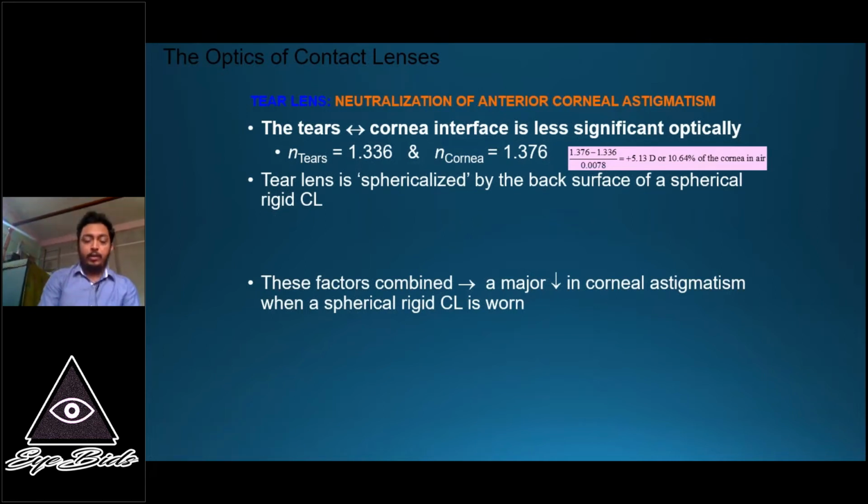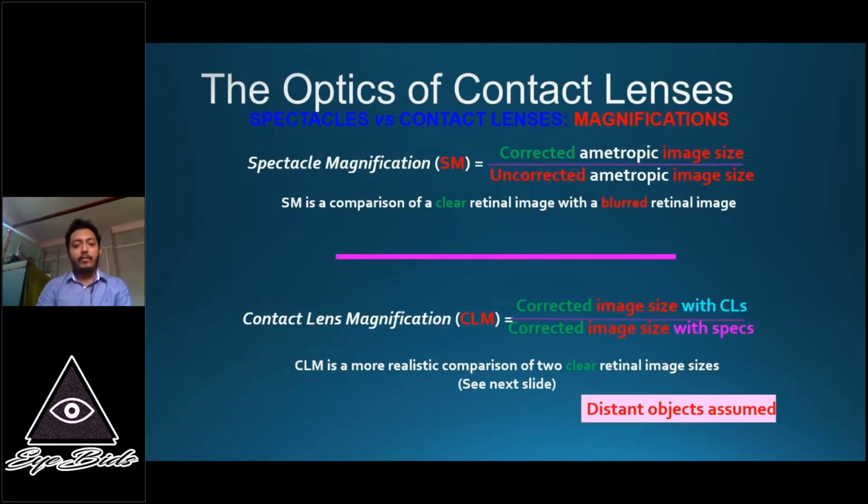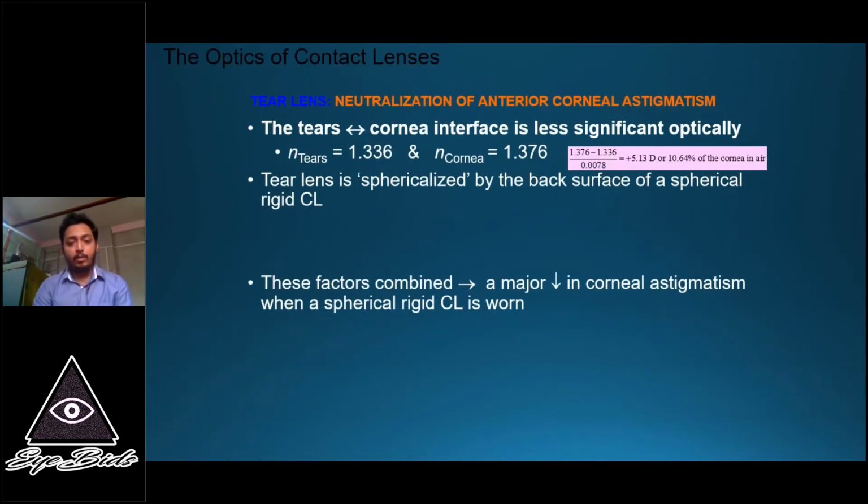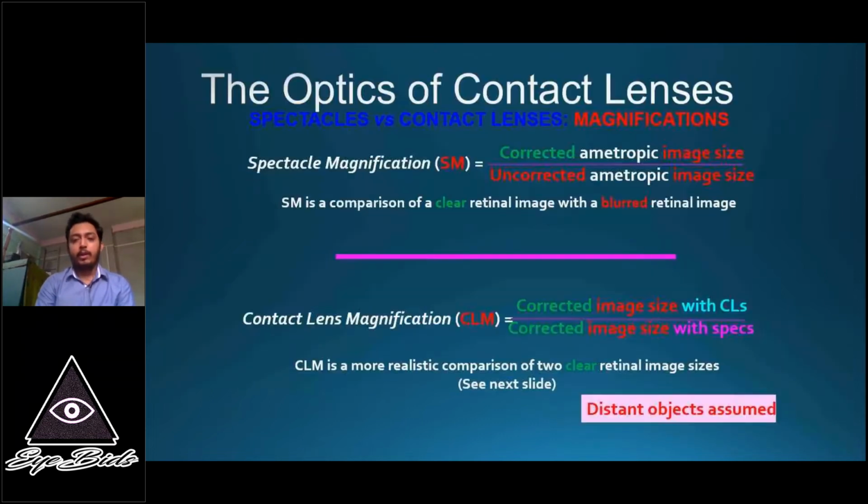Fine. So if anybody has lens astigmatism, obviously we cannot neutralize it with the tear lens, so we can go for any other correction like toric RGP lenses or something. Okay. Now one of the most important parts is the magnification.